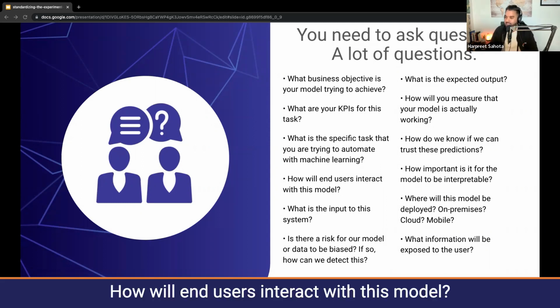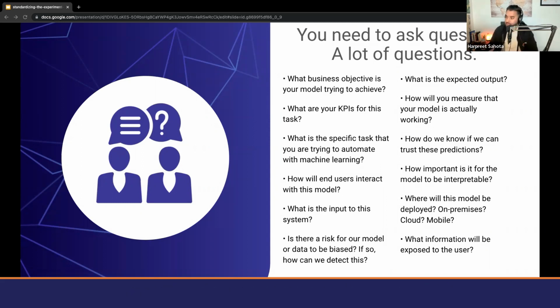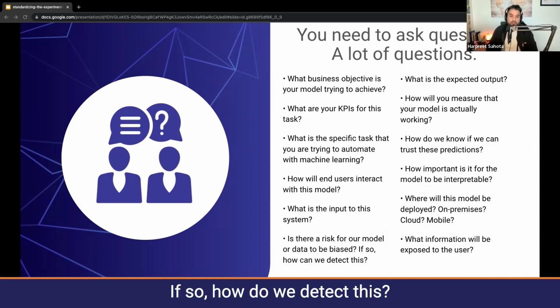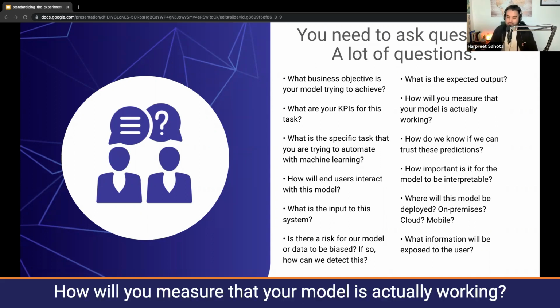How will end users interact with this model? What's the input to the system? Is there a risk for our model or data to be biased? If so, how do we detect this? What's the expected output? How will you measure that your model is actually working?